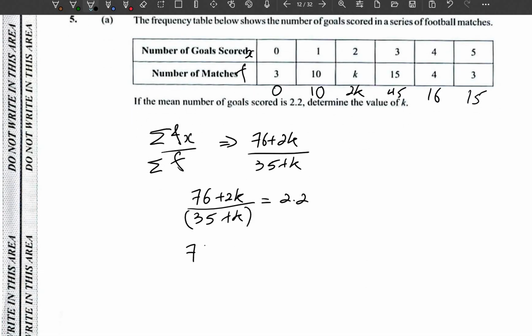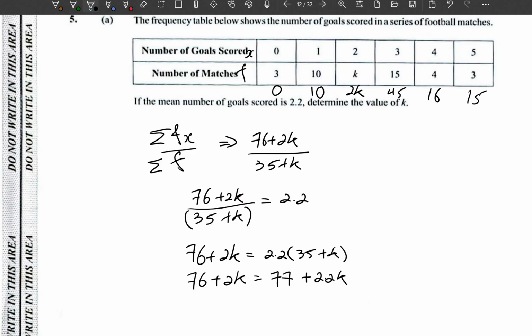So we see 76 plus 2k is equal to 2.2 into 35 plus k. So 76 plus 2k is equal to 2.2 by 35 is 77, and we would have plus 2.2k. Right, bringing all the k's to one side of the equation, we see that 76. Oh, I feel like I made some sort of error here.